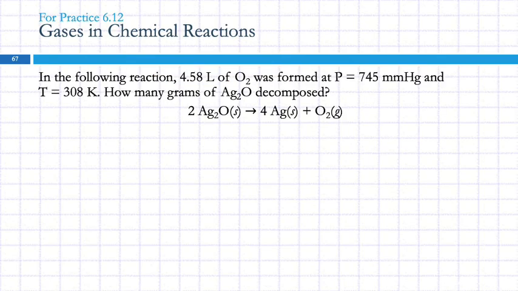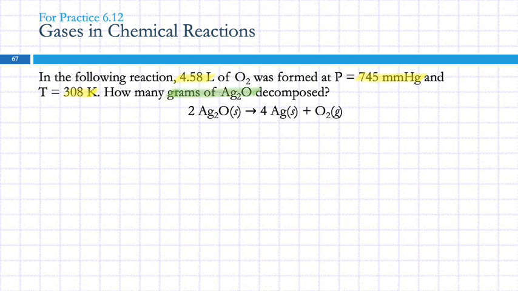So let's do an example. In the following reaction, 4.58 liters of oxygen was formed at a pressure of 745 millimeters of mercury and a temperature of 308 Kelvin. How many grams of Ag2O decomposed? So we're just going to follow the same pattern we've been using all semester. We're going to highlight the numbers and see, well, what's the question? We want grams of Ag2O.